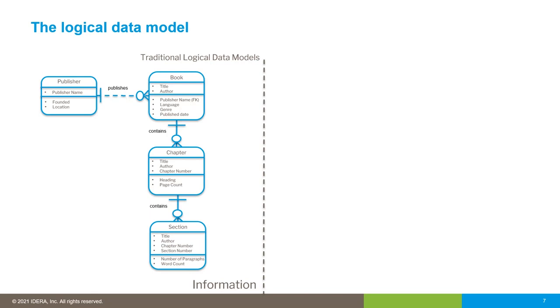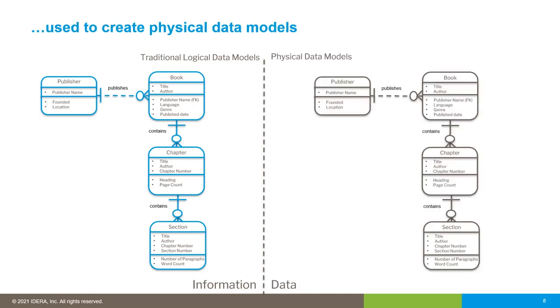And in our model here, we're propagating the primary keys from the identifying objects. If we look at a section in isolation, then we can see to identify every section, we need to know the title of the book, the author of the book, the chapter number, and the section number. We can then use these models to create physical models of databases, and we've been doing this for many years.